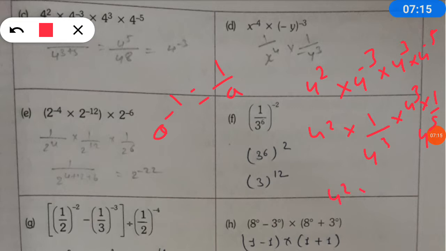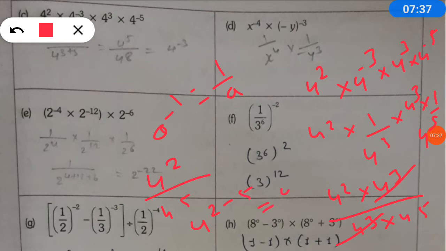Now here we are having 4 to the power 2 into 4 to the power 3 upon 4 to the power 3 into 4 to the power 5. So 4 to the power 3 and 4 to the power 3 from the numerator and denominator will get cancelled, student. What is left? 4 to the power 2 upon 4 to the power 5. So applying the law for the division, that is 4 to the power 2 minus 5. So the answer will be 4 to the power minus 3, isn't it? So making it in the form of positive, 1 upon 4 to the power 3 is the answer.